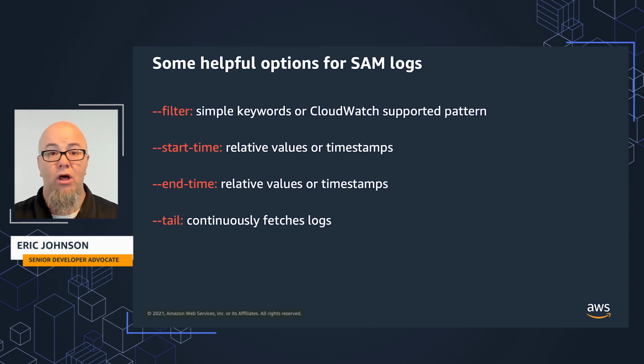Additionally, SAM logs comes with some helpful flags to help you isolate logs for debugging. For example, the filter command allows you to do simple keyword filters or CloudWatch supported patterns. The start time and end time flags let you use relative values or timestamps to limit your logs to a specific window. As previously mentioned, the tail command tells SAM to fetch records for the Lambda function continuously.